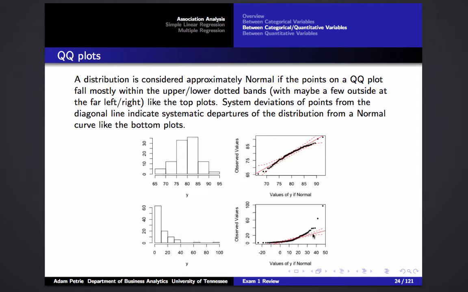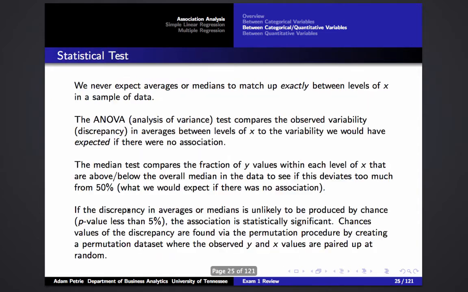The points aren't matching up to that diagonal line, and they're kind of going away from the upper and lower dotted bands, not only on the left and right-hand portions, but also in the middle. There's a systematic deviation. So I'd be okay comparing averages if all the QQ plots look like this. I'd have to compare medians if the QQ plots look like that. Okay, so that's what we're comparing.